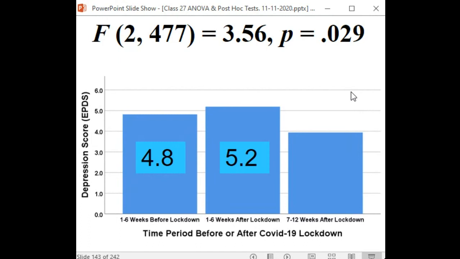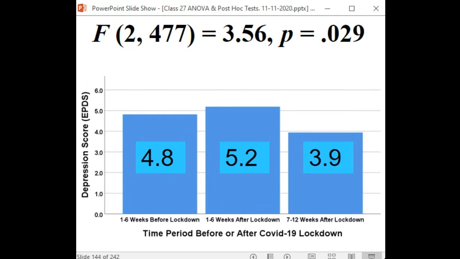The women in the middle were measured 1 to 6 weeks after the lockdown, and their mean depression score was 5.2. Now here's a question for you to think about. Do you think the depression scores for this group were significantly higher than the scores for the group on the left, which was measured before the shutdown? In other words, do you think that depression significantly increased after the lockdown began? By the time we get to the end, you'll know the answer to that question, but make a guess now. You don't have to tell anybody.